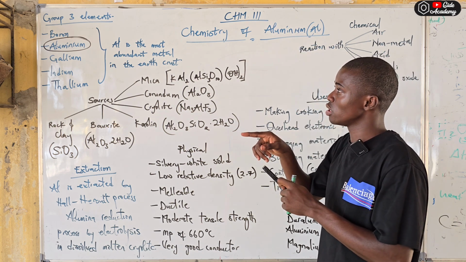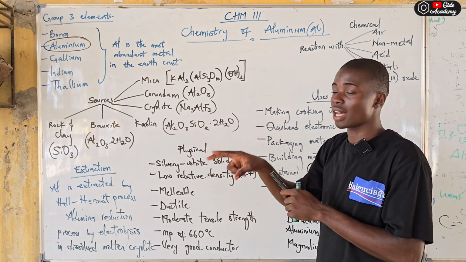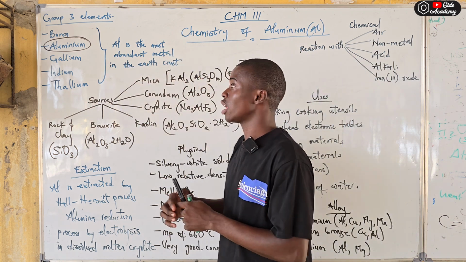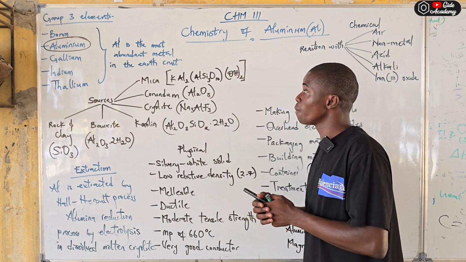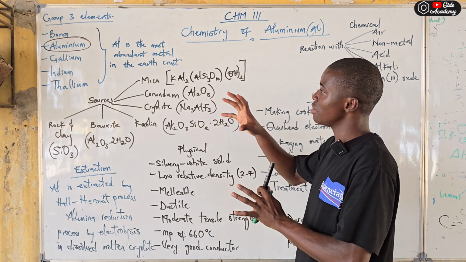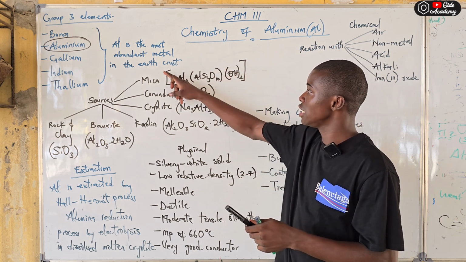In our first episode, we talked about sodium. For the second one, we talked about calcium. While for group 3, we are working with aluminium. Aluminium is found in group 3 in the periodic table, as you all know, and it is the most abundant metal in the earth crust.